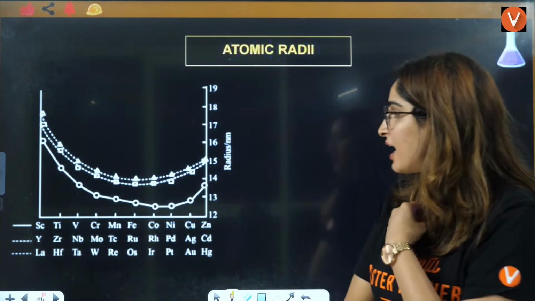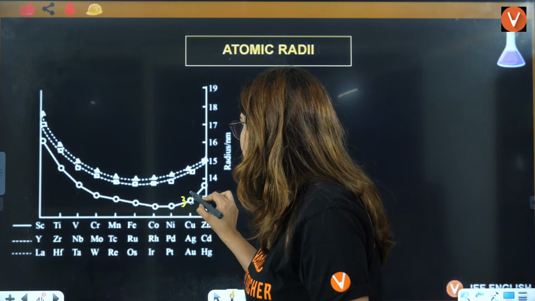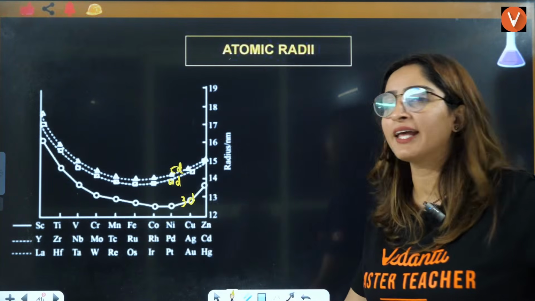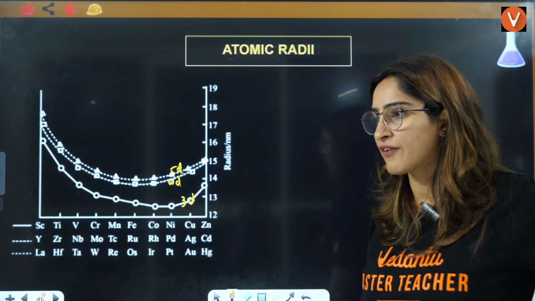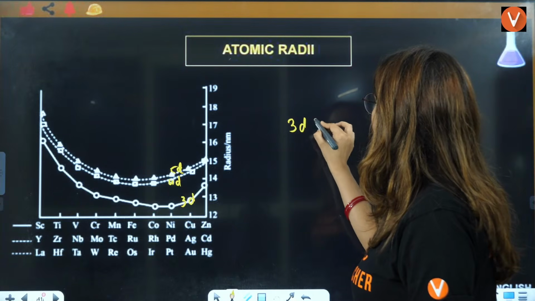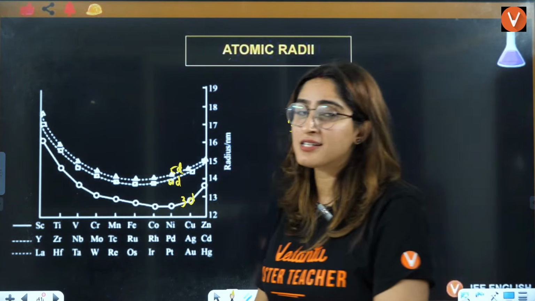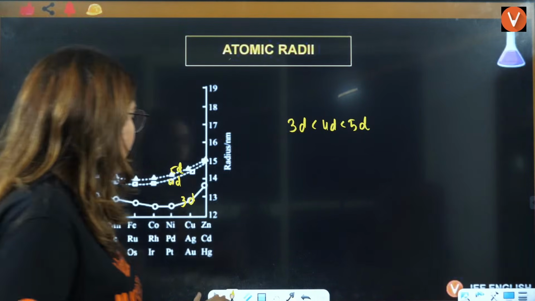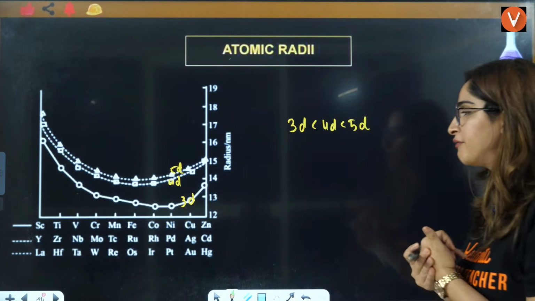Can't you see? This is 3D. Okay, I'll just mention this here. This is 3D, this is 4D, this is 5D. Now you tell me, is that increasing? Isn't it increasing, everybody? Down the group, the size is increasing. Okay, 3D, 4D and 5D. This is very, very important. I'll tell you the full process about it, right? 3D, 4D and then 5D series.